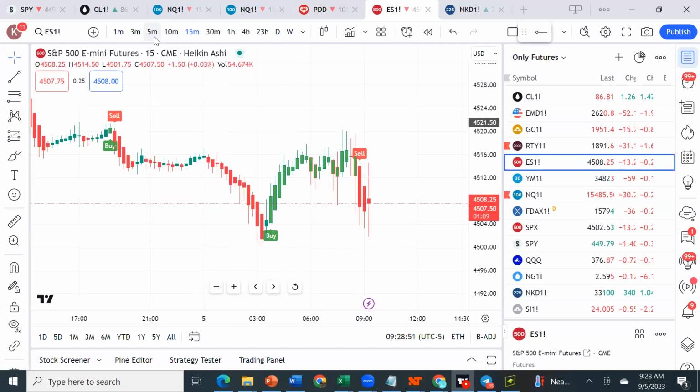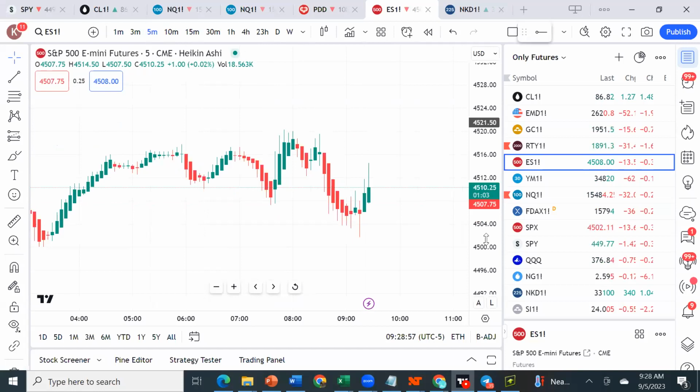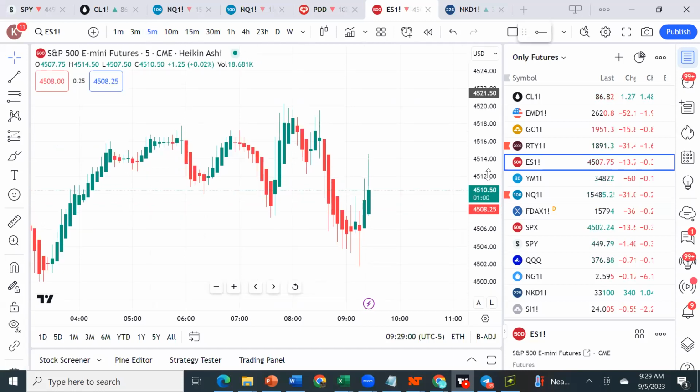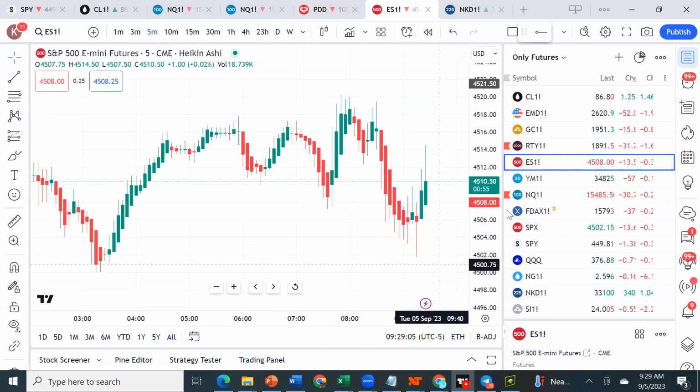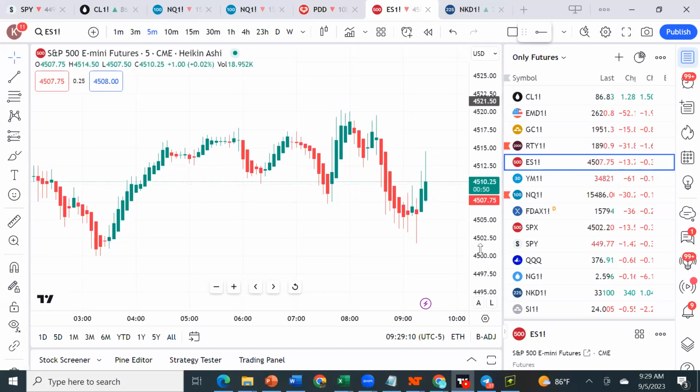So instead of 15 minutes, we will change to 5 minutes. And then you can see that if I am on the 5 minutes chart, whenever the market is not moving a big upside or downside, we will go with the smaller time frames. Whenever the market is making a big move, we'll go with higher time frames. Because we see that the market is in a range, not moving very big or small, we are going with a 5 minute time frame. So I changed my charts to 5 minutes.